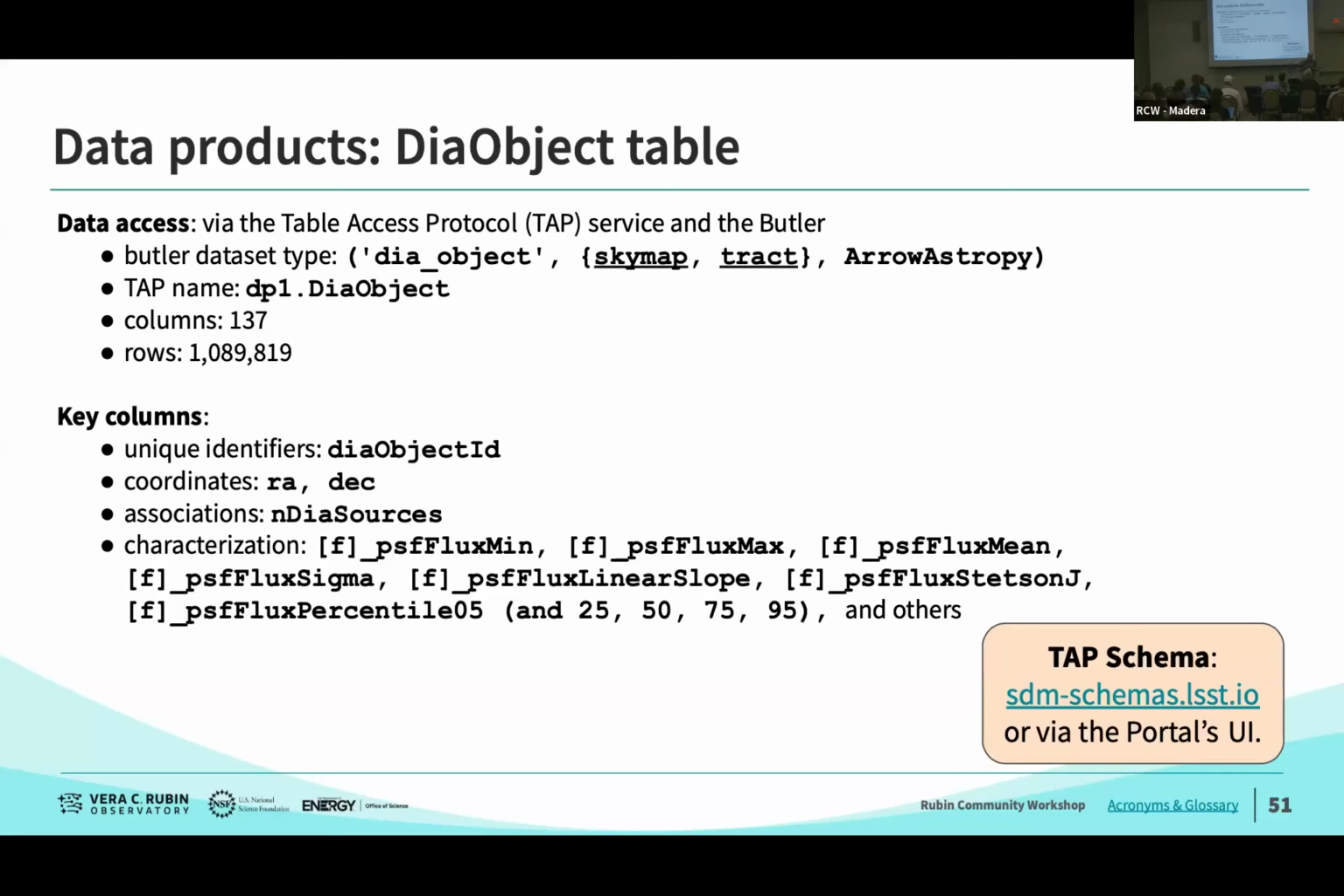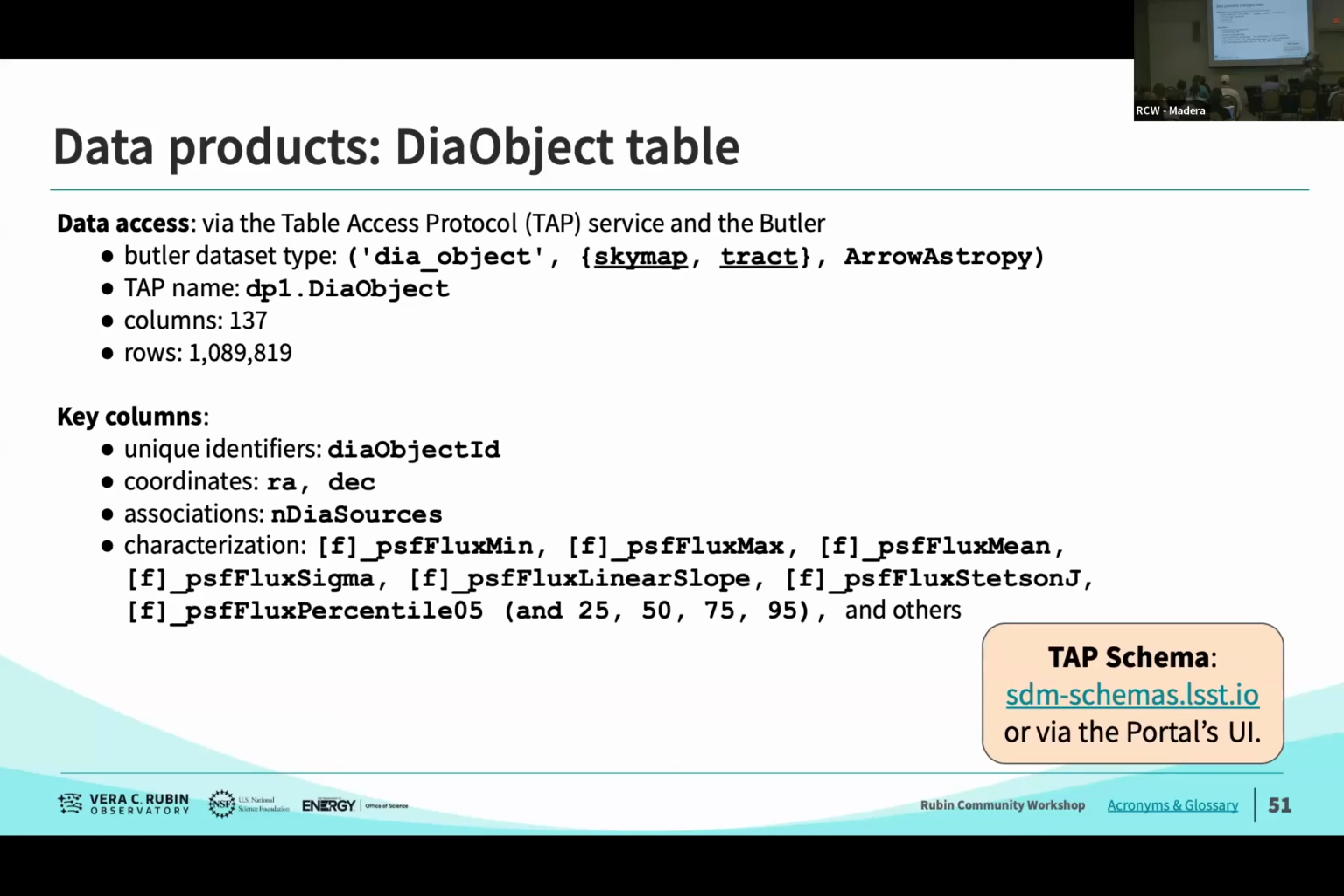DIA object table, again, it's the superset of all of the DIA sources. Importantly, in this case, you have statistics on the number of DIA sources that correspond to each DIA object. And you have some statistics measured from the fluxes of all of the difference images and direct images. So you have some characterization of the variability of that particular DIA object, including things like the mean flux and its min and max and sigma.